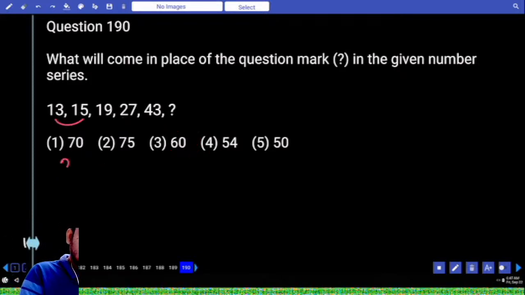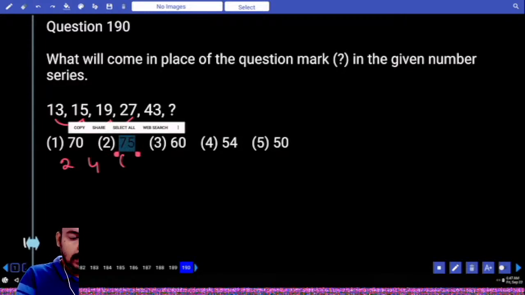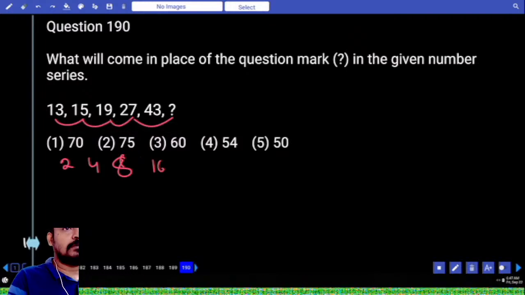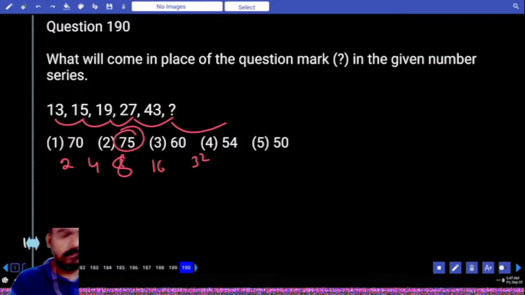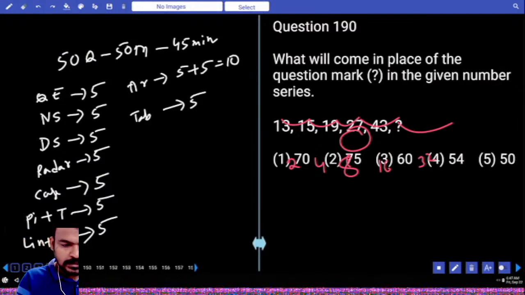13 and 15 difference 2. Next 4. Next 8. Next 16. Double. 32. 43 plus 32, 75. Next, data sufficiency. Question number 146.